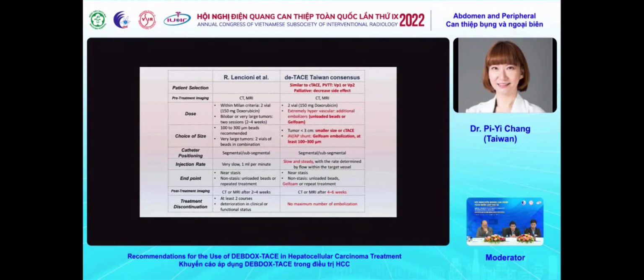For treatment discontinuations, I believe it's also the same as Lencioni's recommendation. Conduct at least 2 courses of DEBDOX-TACE when tumor cannot be controlled, which is known as deterioration, but for Taiwan consensus, there is no maximum number of embolization if we can treat or control the tumor.